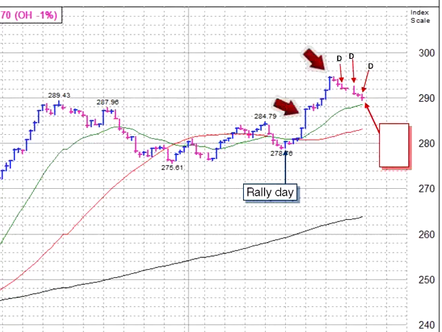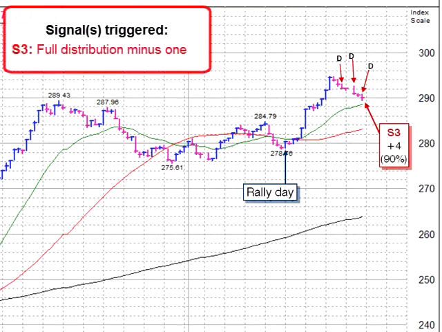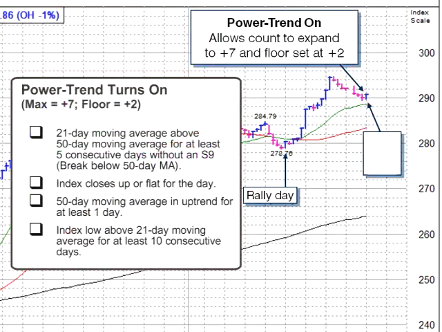And again, we are fully invested here, we're participating, but you start to get some distribution now. So you're going to start backing away a little bit, you're trimming, because you're back at a +4, 90%. Now our power trend goes on because all 4 things are in effect. The 21 day is above your 50, the 50's up, it's an up day, and your low has been above that 21 day for 10 days. So again, it's going to expand the count to 7, and we're going to have a floor of +2, and we get a B5. We're going to go to 100%.